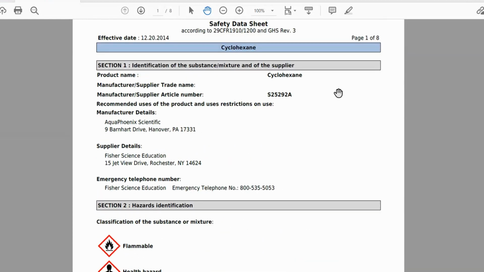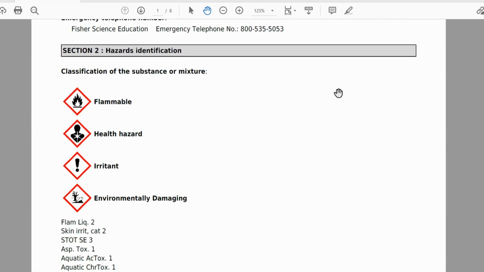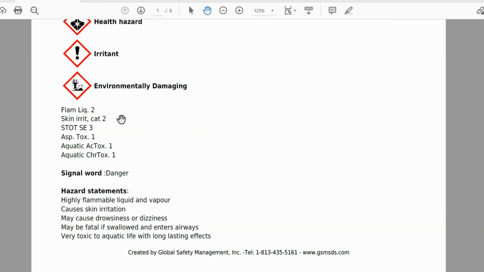Number one is identification of the substance, mixture, or supplier. Number two is hazard identification. This is flammable, a health hazard, an irritant, and environment damaging. Flammable means that you need to store it properly. The issue we worry about is the health hazard as an irritant. Irritant means you have an acute health effect: skin irritation, category 2.